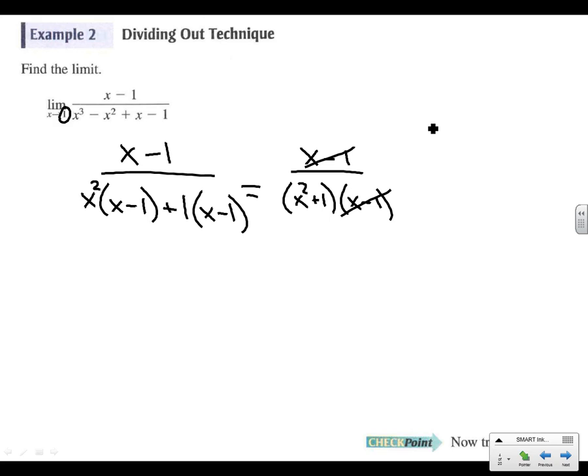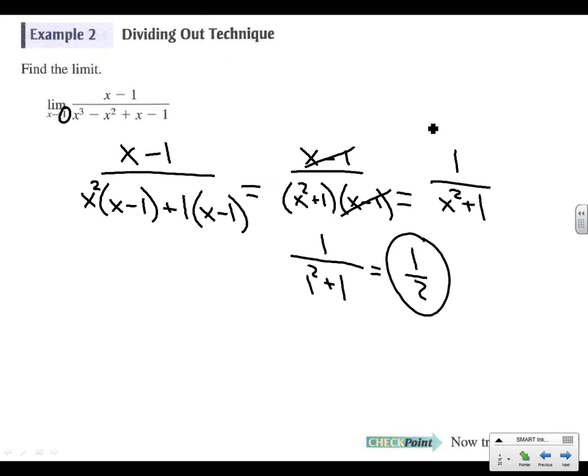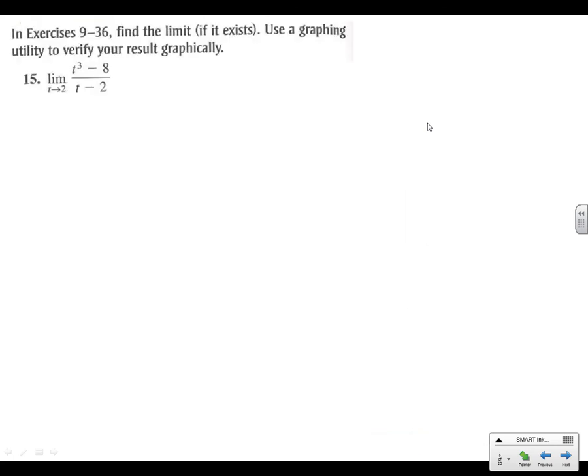Let's direct substitute using 1. So we'll have 1 over x squared plus 1. Plug in 1 for x. 1 over 1 squared plus 1. And we get a half. So the limit as x approaches 1 is going to be 1/2. Try one more. Divide out and direct substitute for 15.